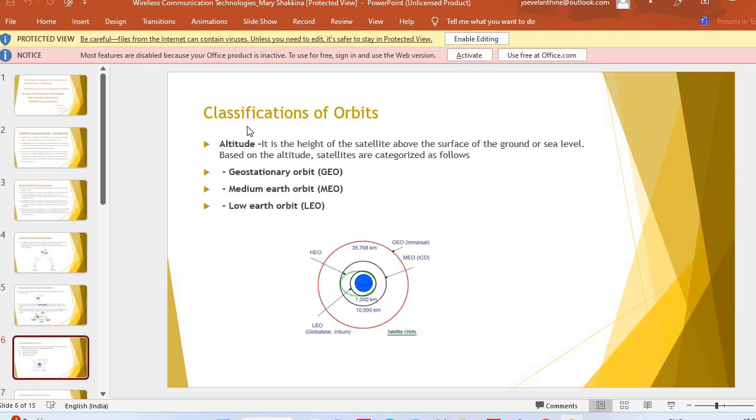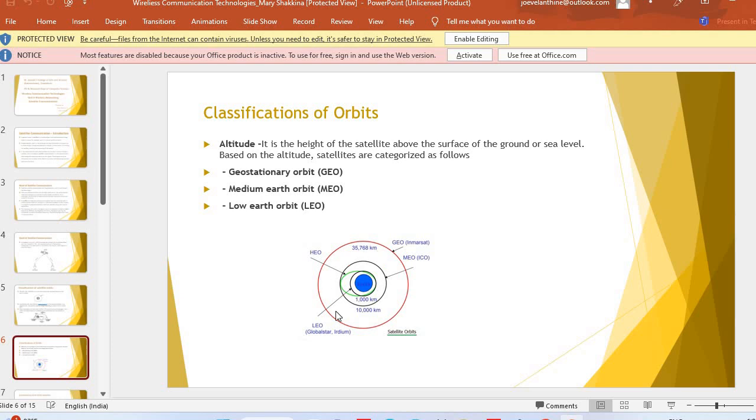Next, let's see the classification of orbits based on the height of the satellite. The orbits are divided into three types: geostationary orbit, shortly known as GEO; medium Earth orbit, that is MEO; and low Earth orbit, that is LEO.